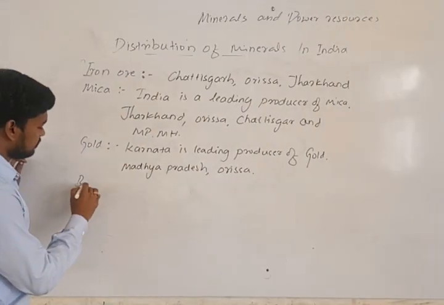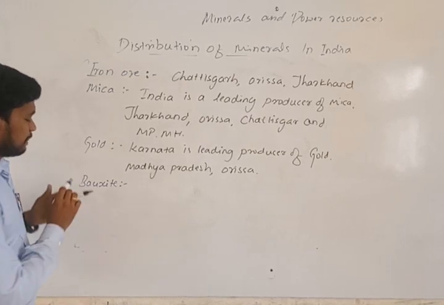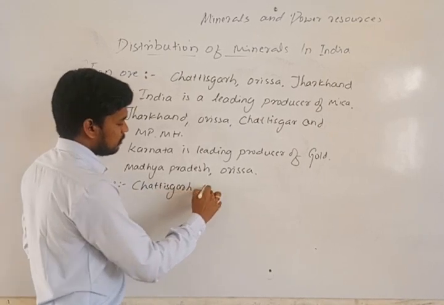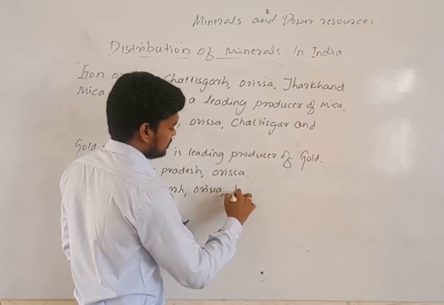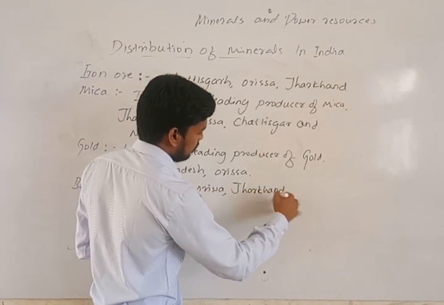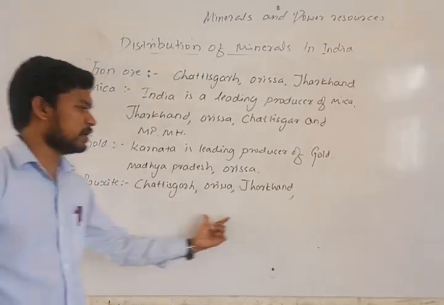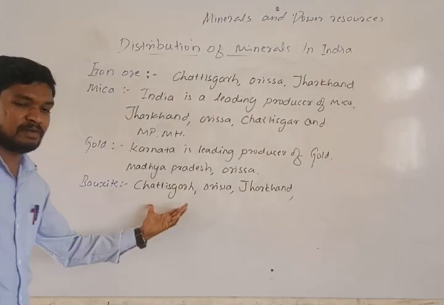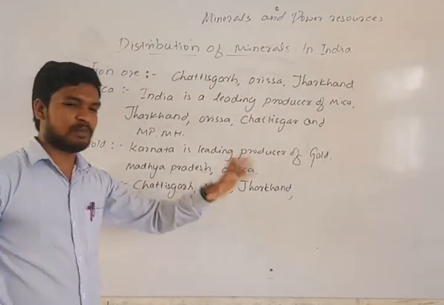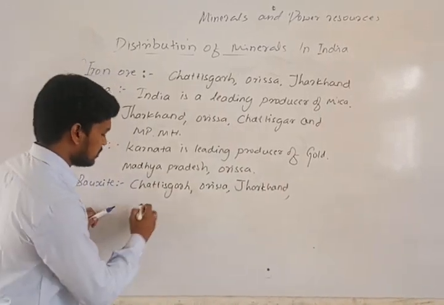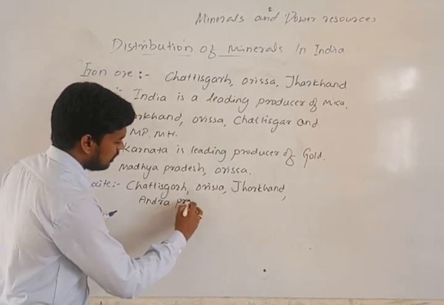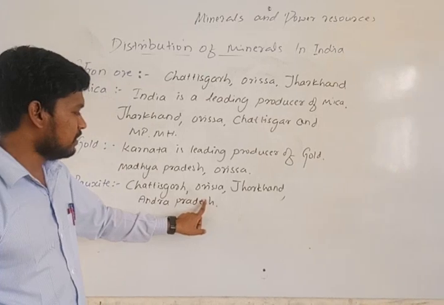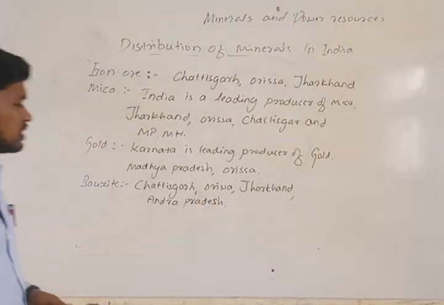Then the bauxite. Like Chhattisgarh, Orissa, then Jharkhand. These are the leading producers. It has more depositions. Like iron ore, this bauxite is also deposited in the same areas. All the important states like Chhattisgarh, Orissa, Jharkhand, Madhya Pradesh, and Andhra Pradesh. In Andhra Pradesh also, it's found. This zone is called a plateau, the Chota Nagpur plateau. So all these minerals are mainly found in the Chota Nagpur plateau.